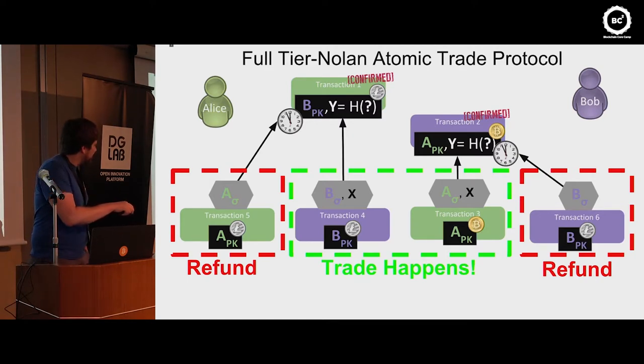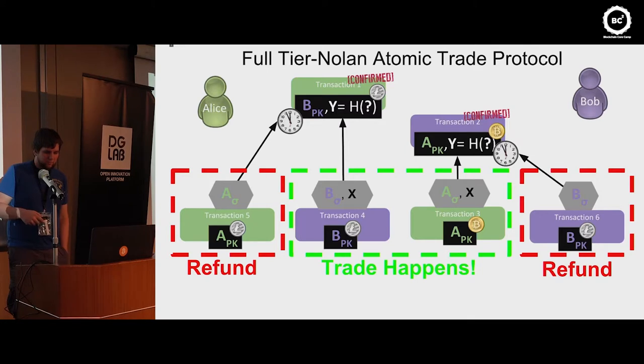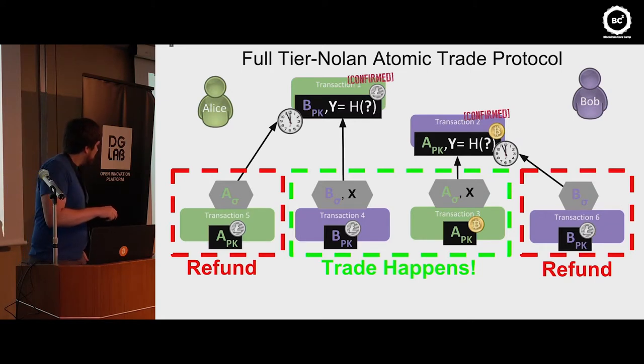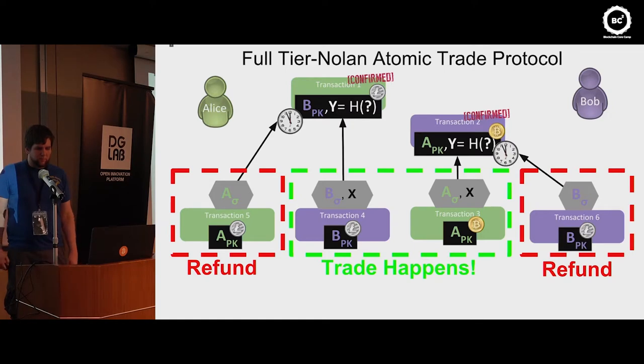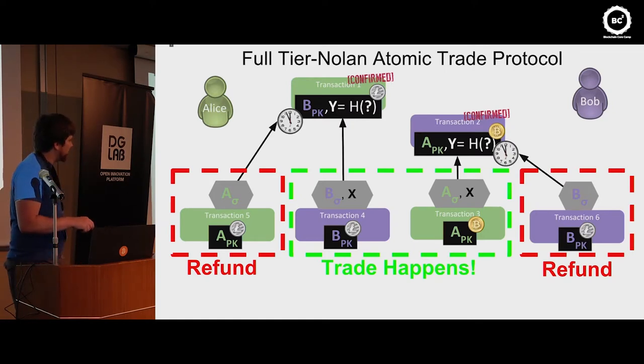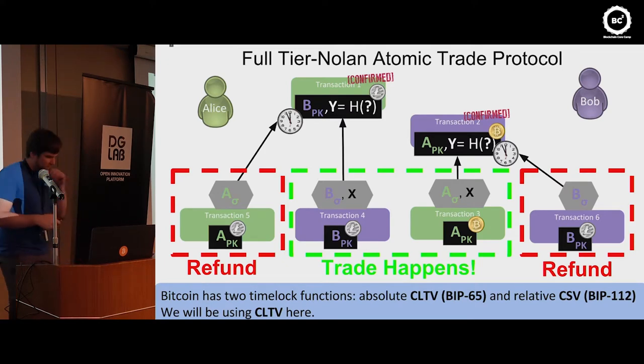We have two refund transactions that only occur if the trade does not happen. And we have two transactions that perform the swap if the trade does happen. And once transaction 3 has been sent to the blockchain, transaction 4 can occur. So this satisfies our earlier definition of an atomic swap, and it works across two blockchains.